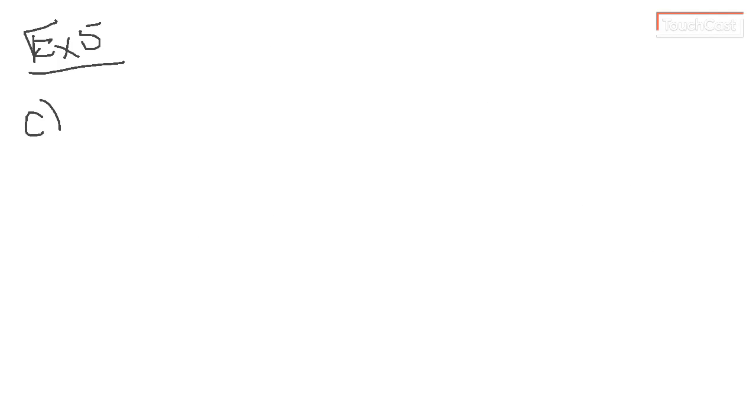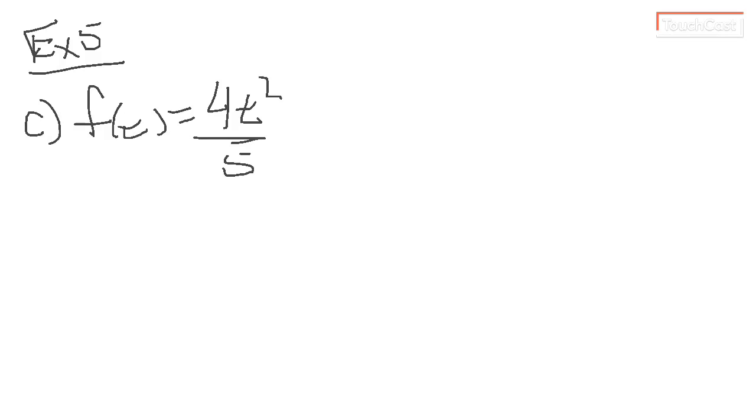So we'll call this example 5c. We're going to have f of t equals 4t squared over 5. Now, we can actually write this as 4/5 t squared. So in this case, c is 4/5.